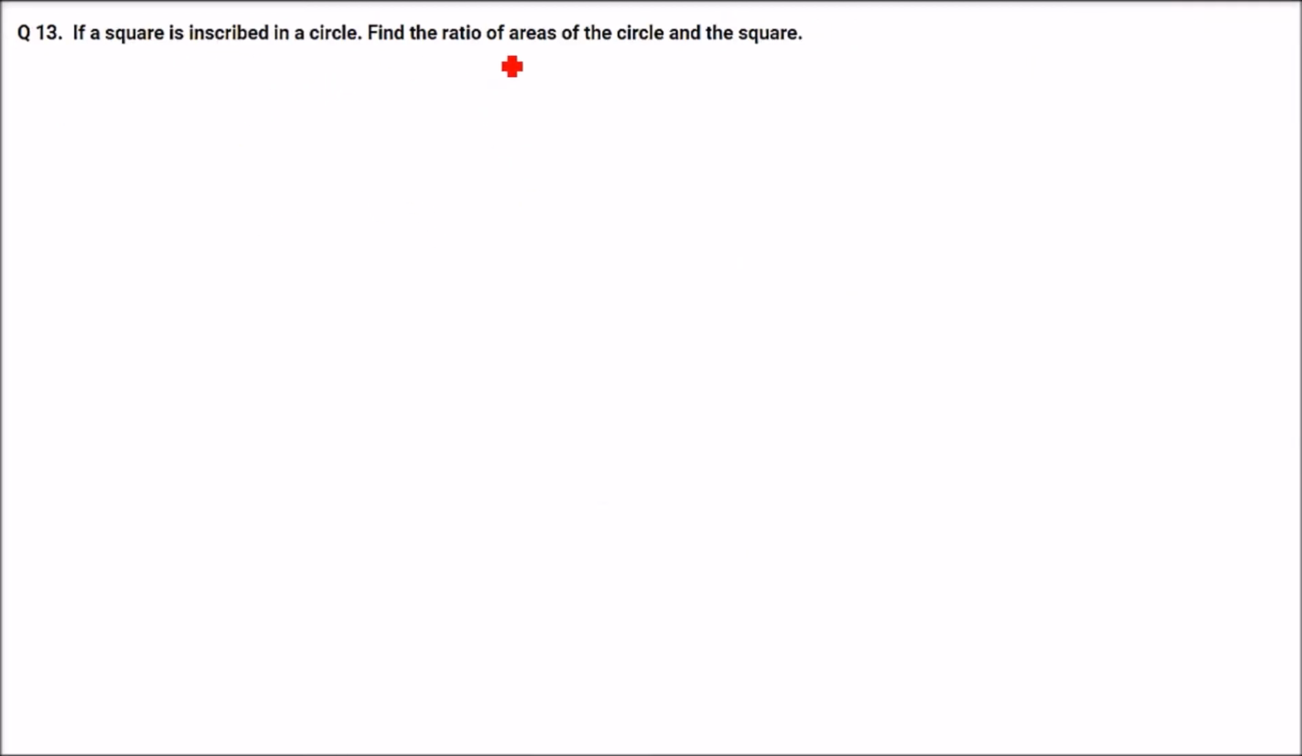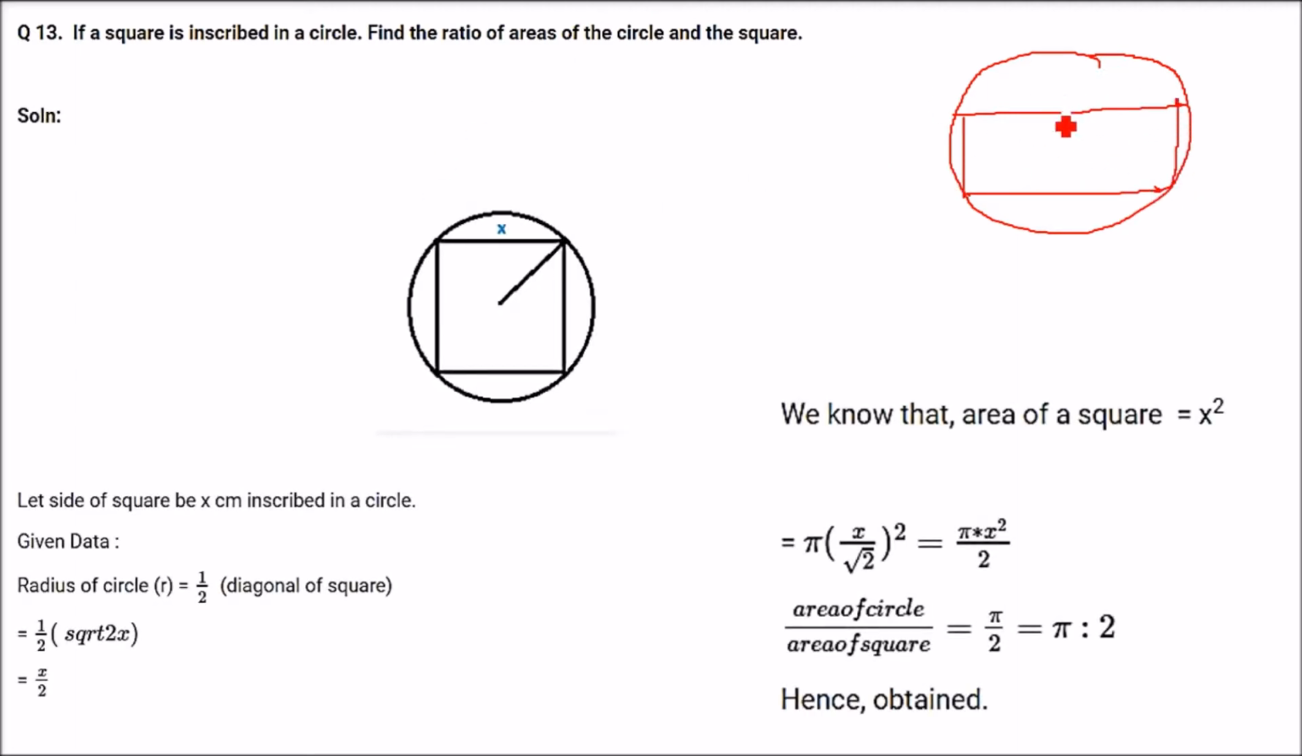If a square is inscribed in a circle, find the ratio of the areas of the circle and the square. So there is a circle and here is a square being inscribed, right? So this has been inscribed inside the circle. Find the ratio of the area of the circle and the square. If you see, when you join the diagonal of the square, the diagonal of the square will be the diameter of this circle. This is the diameter, right?